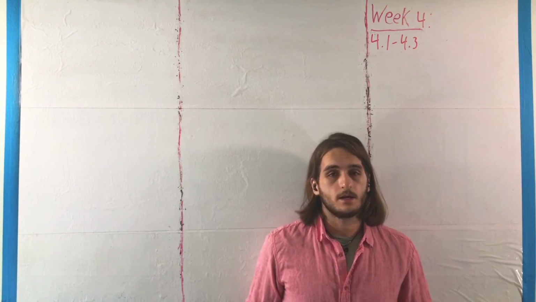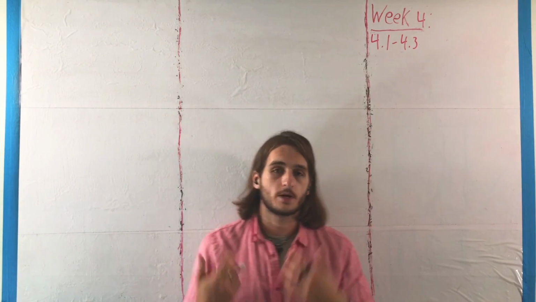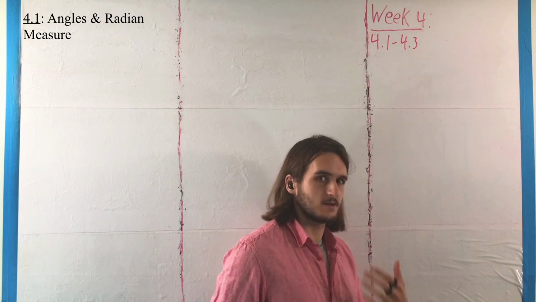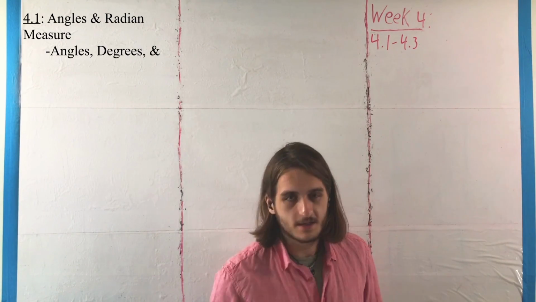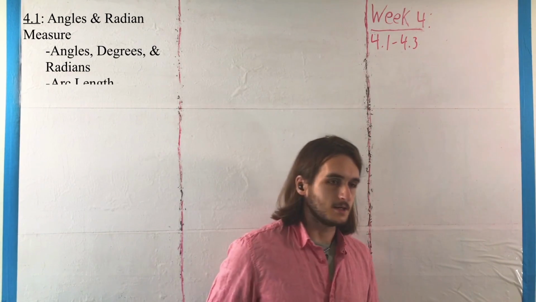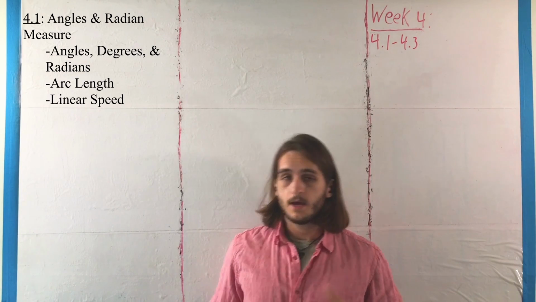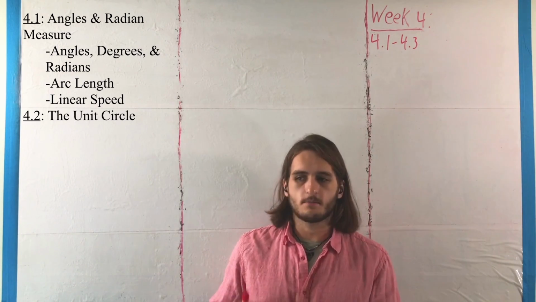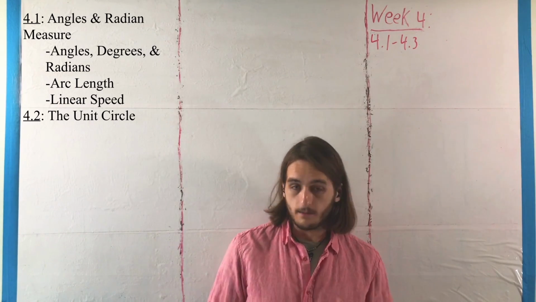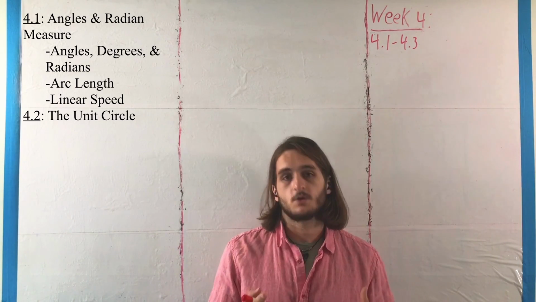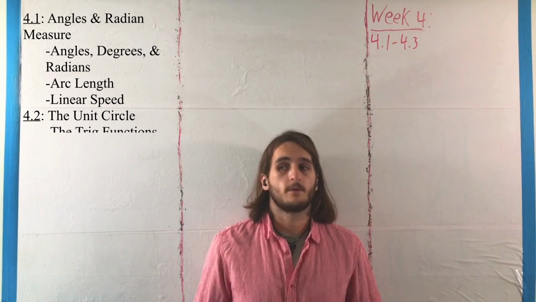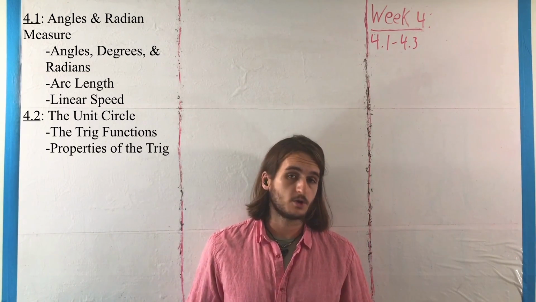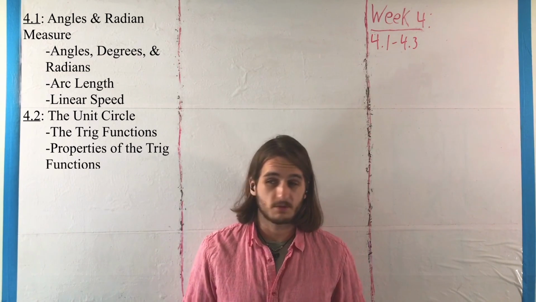Because here, we're getting into ideas with angles and trigonometry, where we're starting in 4.1 with some of the basic definitions in terms of what an angle represents, as well as some applications for things like arc length and linear speed. And then in 4.2, we're going to work with what is probably the most fundamental construction of trigonometry, the unit circle, where through the unit circle, we're going to talk more about some of those special angles, as well as introduce the trigonometric functions, as well as some of the basic relationships between them.